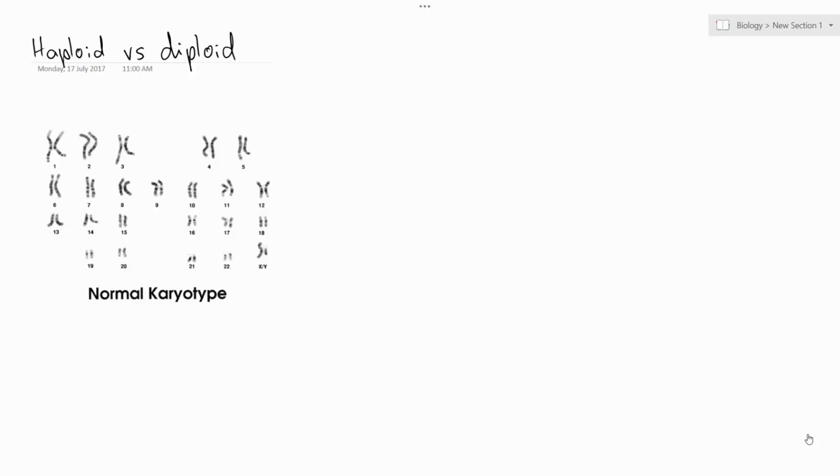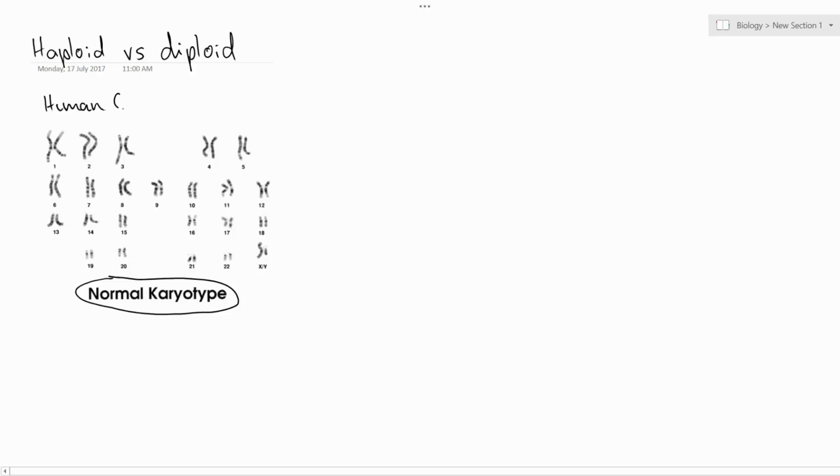Here I'm going to take a look at the difference between diploid and haploid cells and why haploid cells are an important feature of sexual reproduction. So on the left hand side here I've got a picture of a normal karyotype of human chromosomes. So this is a set of human chromosomes, and what you can notice is we have 23 pairs, and in each pair we have one from mother and one from the father.